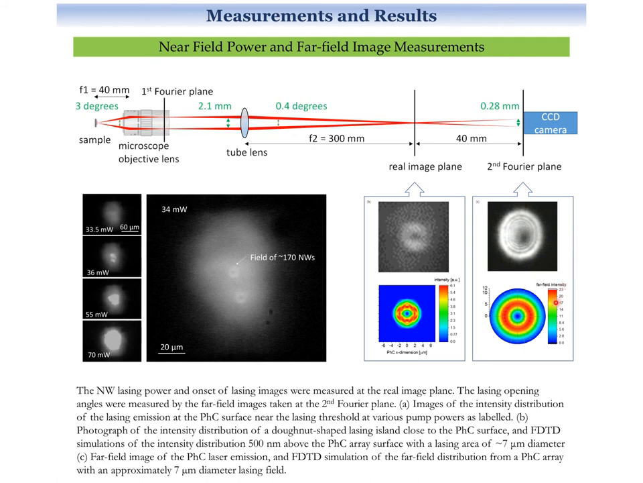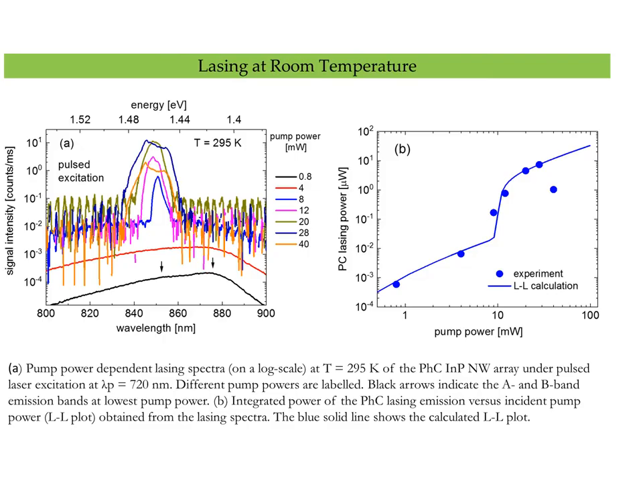The graph shows the lasing island with the donut shape on the real image plane and the pump power dependent lasing emissions. This graph on the second Fourier plane shows the far field image of the photonic crystal laser emission and the FDTD simulation of the far field distribution.